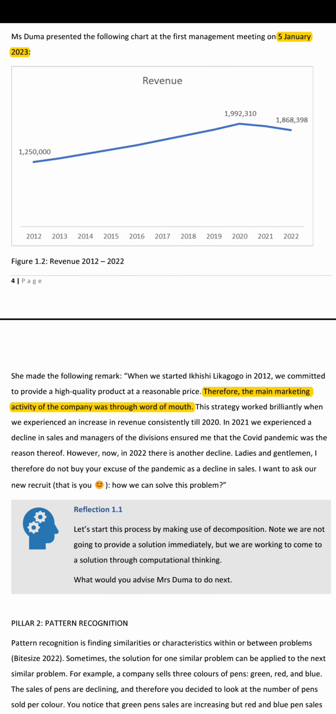Now, this strategy worked brilliantly when we experienced an increase in revenue consistently till 2020, right? In 2021, we experienced a decline in sales, and managers of the divisions assured me that the COVID pandemic was the reason thereof. However, now in 2022, there is another decline. Ladies and gentlemen, I therefore do not buy your excuse of the pandemic as a decline in sales. I want to ask our new recruit, which is you, how can we solve this problem?